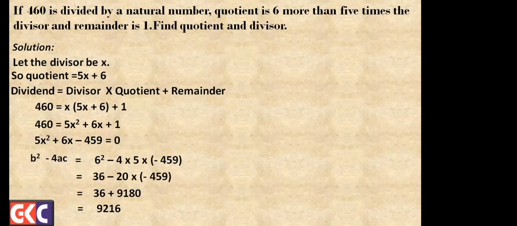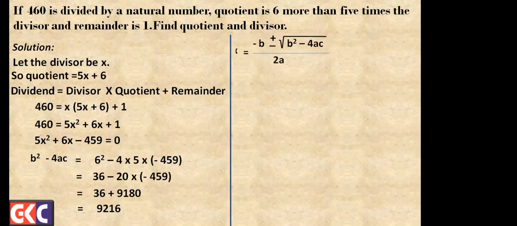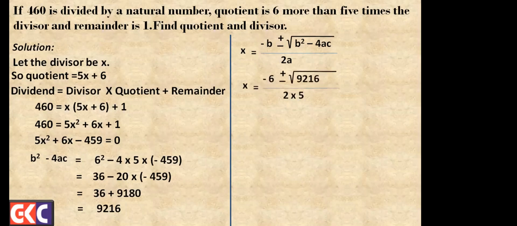After that, remember, we have our formula where x equals minus b plus or minus root of b square minus 4ac, the whole upon 2a. And then after this substitution, minus b is minus 6 plus or minus root 9216 upon 2 into 5.